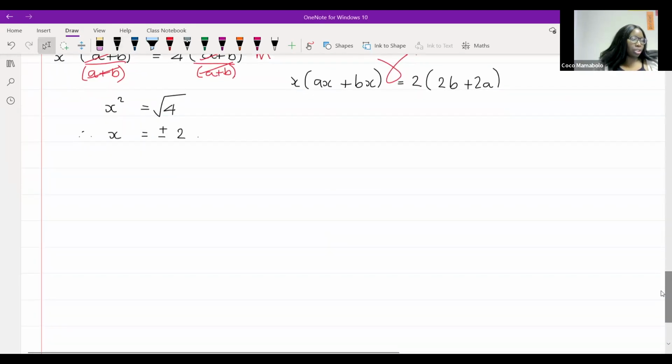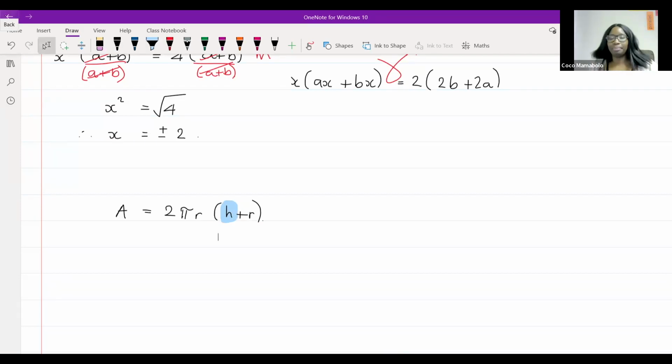Okay, cool, guys. Here's your next challenge. I'm going to give you guys this equation. A is equal to 2 pi r, open brackets, h plus r. And I want you guys to make h the subject of the formula. I will give you guys 4 minutes. Take it away.